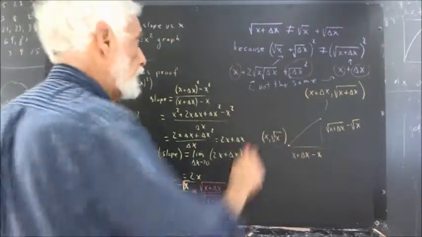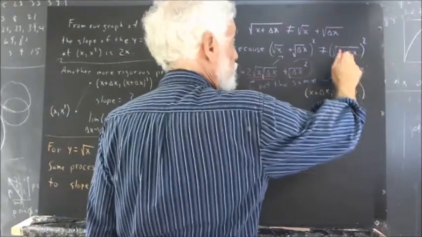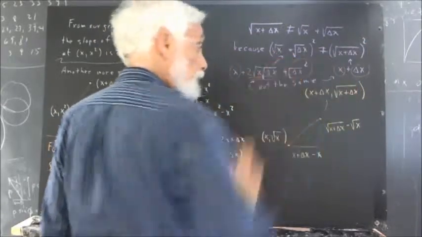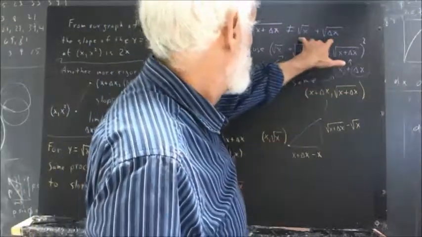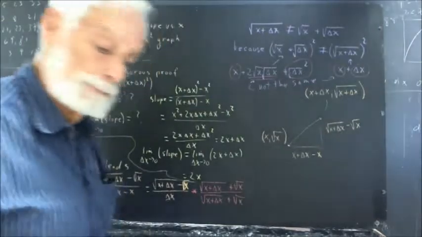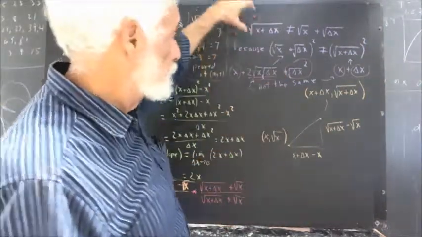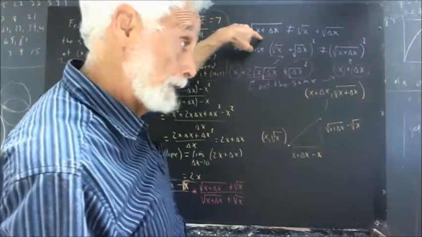But what we don't have is this middle term. So squaring this is not the same as squaring this, so this is certainly not the square root of this. This is enough to prove that square rooting doesn't distribute over addition.